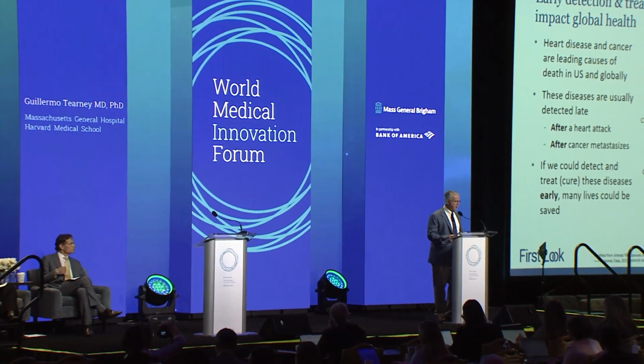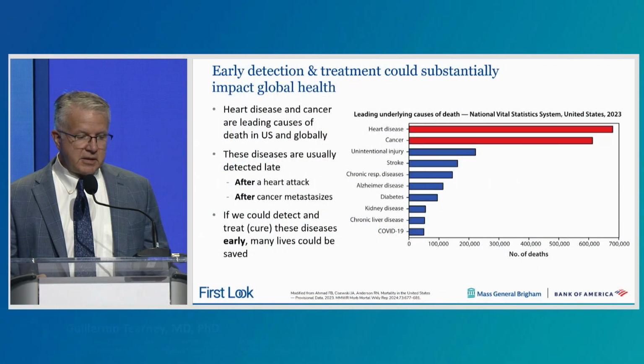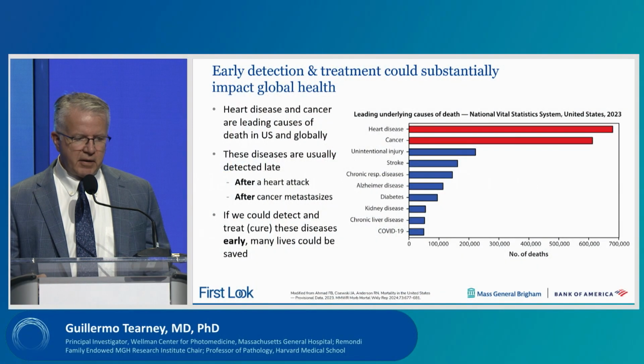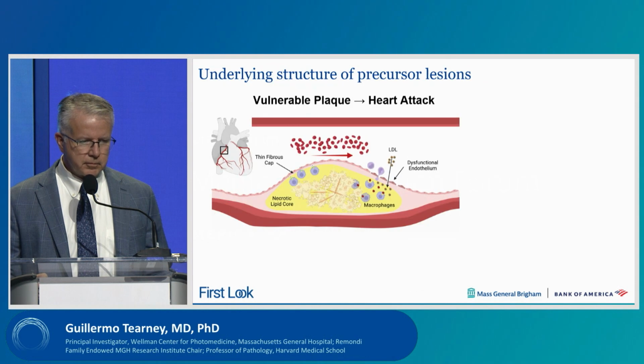As we all know, heart disease and cancer are leading causes of death in the United States and globally. These diseases are usually detected late, after a heart attack or after cancer has metastasized, and early detection and treatment would save countless lives. Both heart disease and cancer have asymptomatic precursor lesions that manifest long before a fatal event.